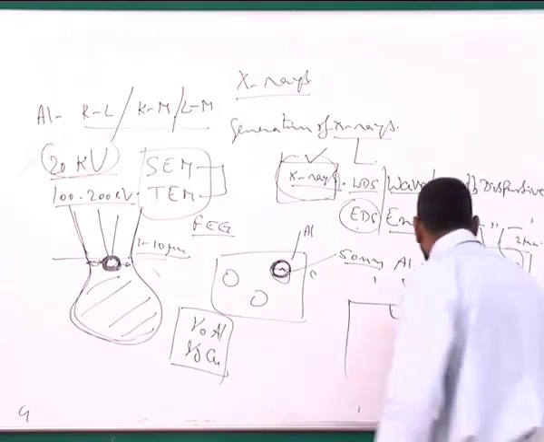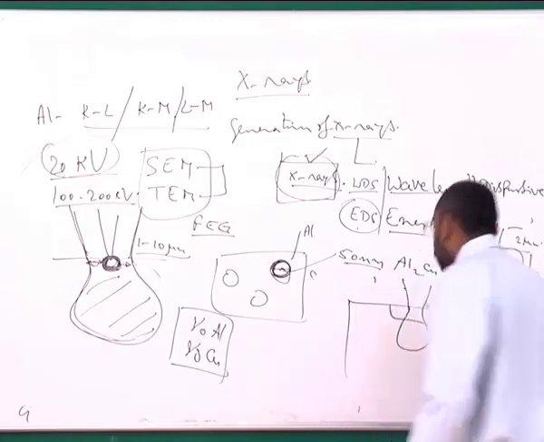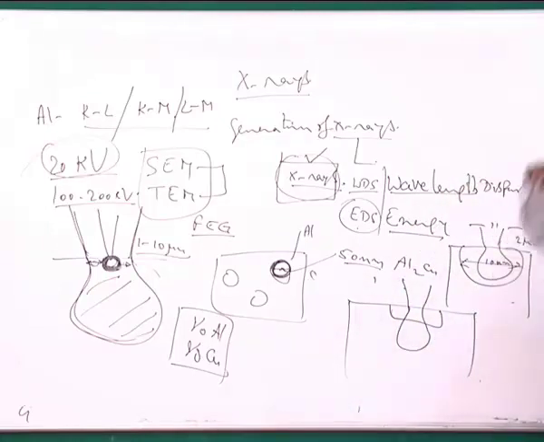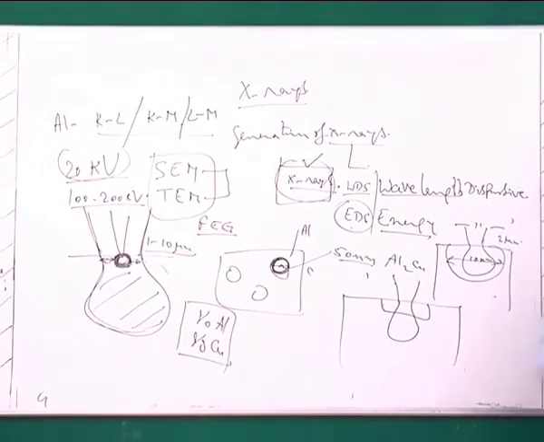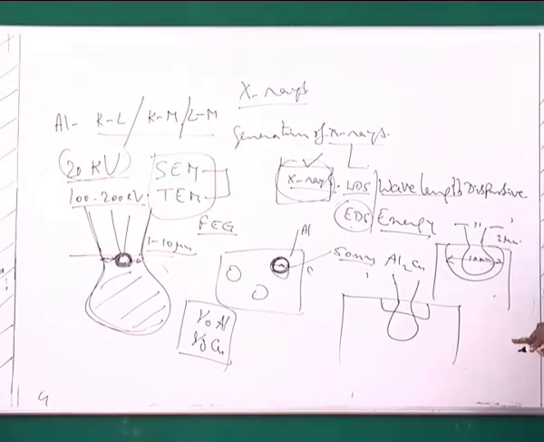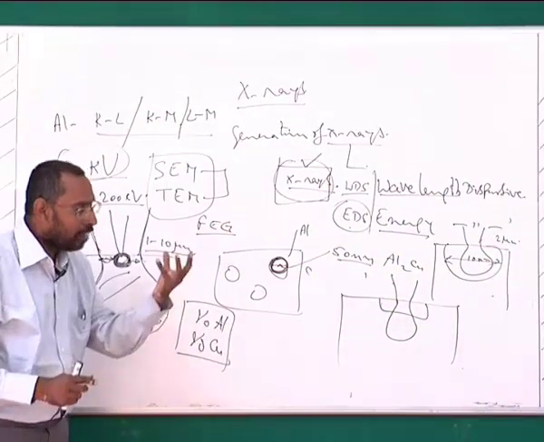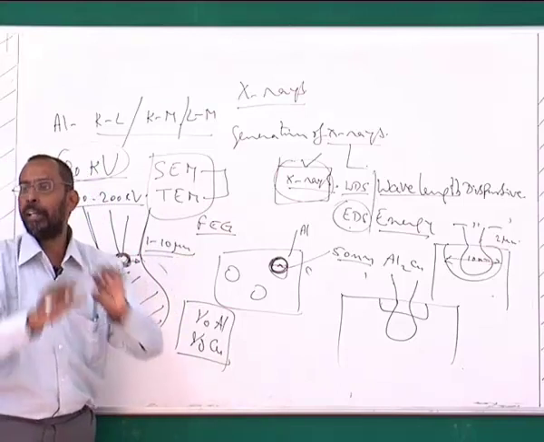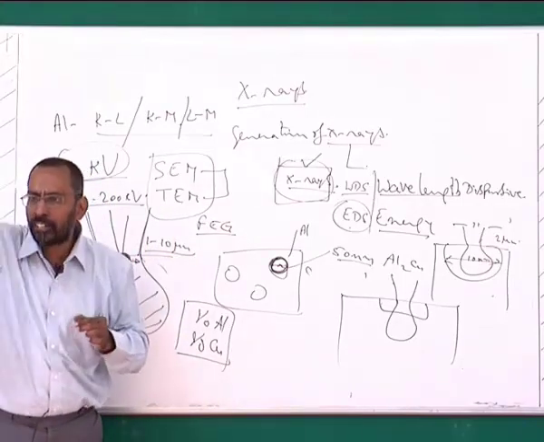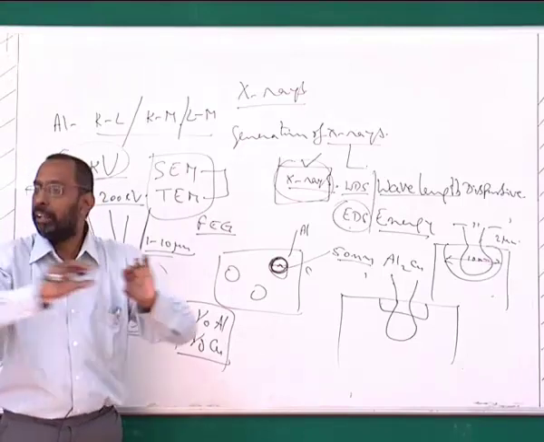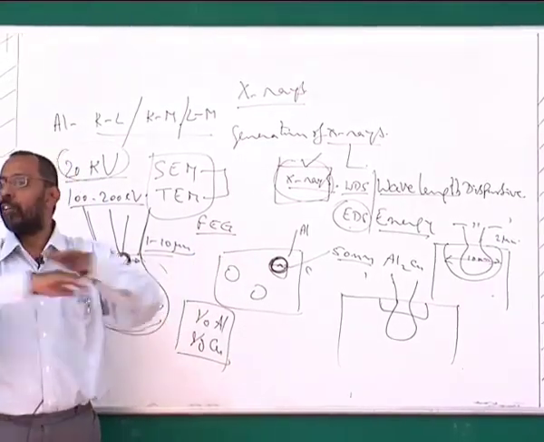But if my interaction volume is such that this is what the interaction volume is, then though I may see that the beam is exactly on the particle, I do not know what is there below, because I am only seeing the 2D image of my sample. I am not seeing the 3D information, and I do not know by just looking at the particle whether it is a spherical particle or a disc type particle. It just looks like a circular particle, but it may be a disc type particle. For example, Al2Cu is always disc type.